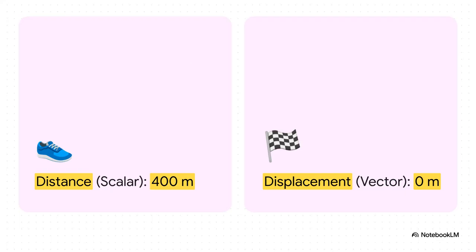Okay, so the distance, the scalar, that's the total path they covered. Easy, that's 400 meters. But the displacement, the vector, is the change in their position from their start point to their finish point. And since they ended up in the exact same spot where they started, their displacement is 0. And that right there is the whole story.